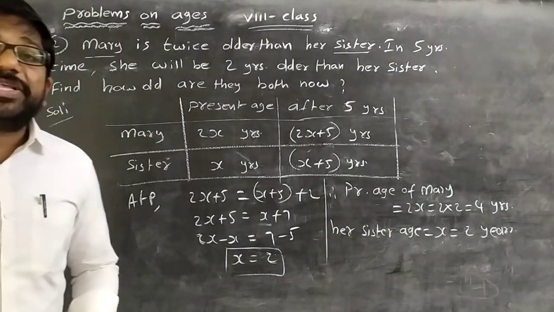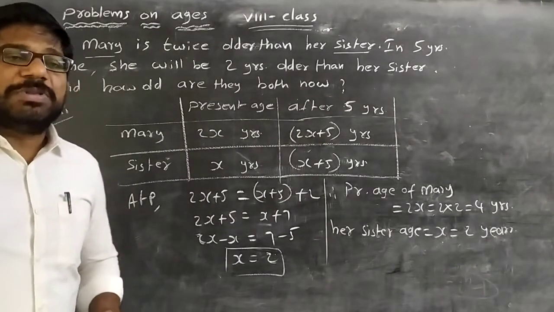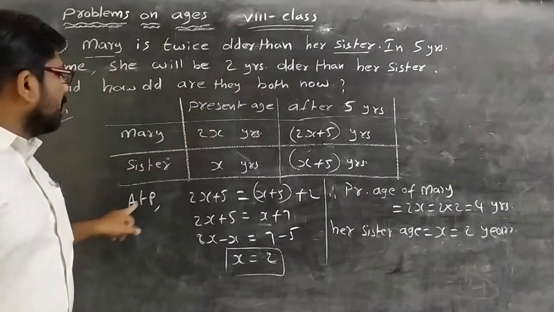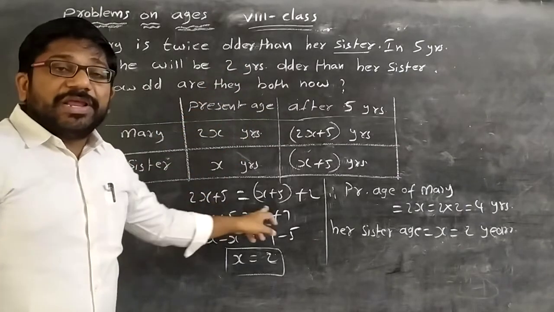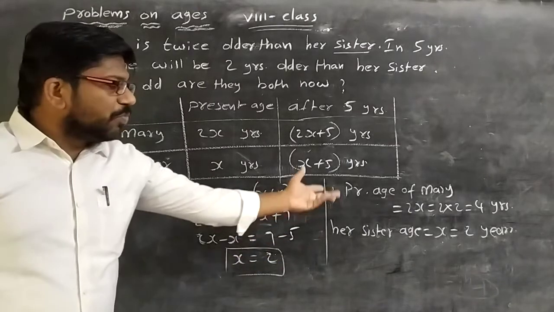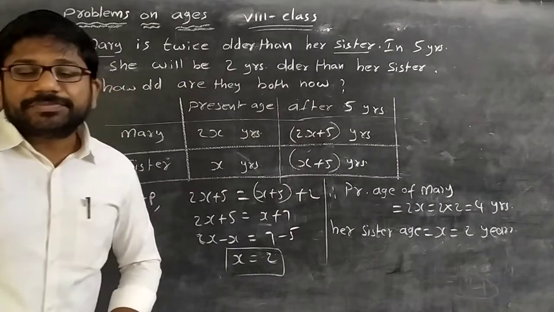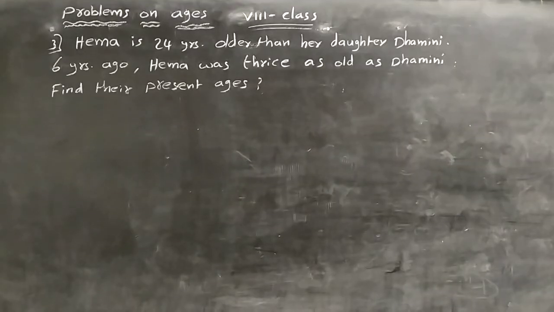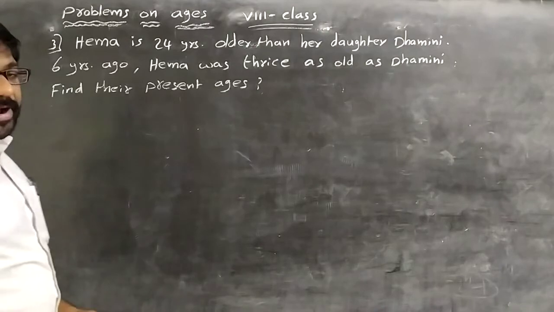So based on ages, in doing these problems, first I have to prepare this table, and according to the problem, make a linear equation in one variable in this way. So by simplifying this equation, we get the x value, right? Yes, go for the next problem.